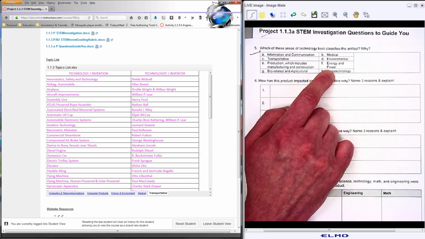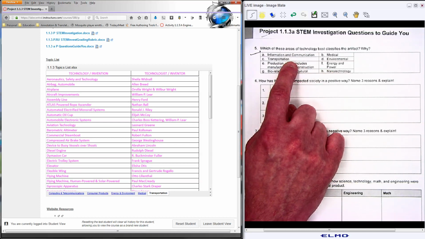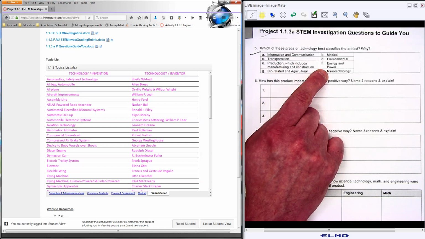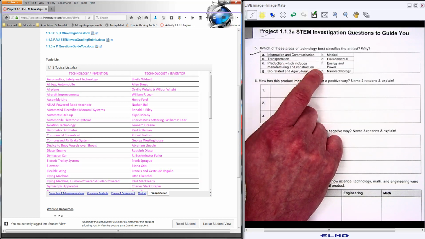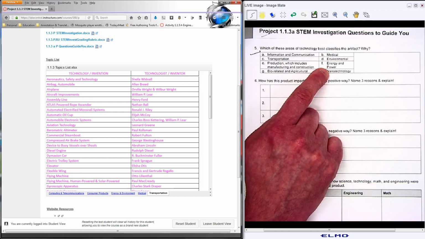For transportation, let's not get that mixed up with energy and power, because transportation is moving people or things, and energy and power deal with making power, making energy for something to work. So that could go into a transportation technology, but the transportation technology, like a car, transports people and things. Energy and power could deal with making the gasoline for the car. So we want to make sure we get those in the right place.